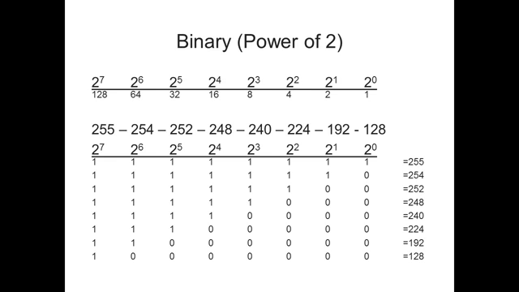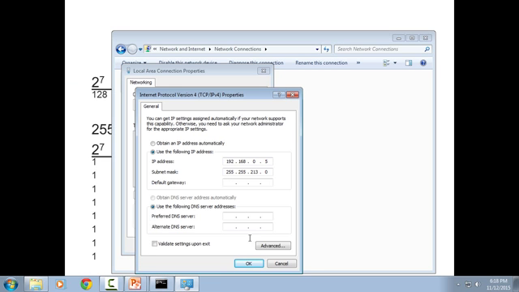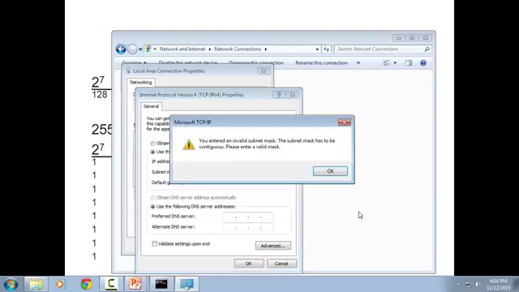So while you're taking your certification test, if you want to test it, just go into the configuration of the testing computer and change. No, don't do that. Bad idea. Bad idea. So it says the subnet mask has to be contiguous. Please enter a valid mask. That sounds like a great idea. Okay. And when you get in trouble, I did not tell you to do that.